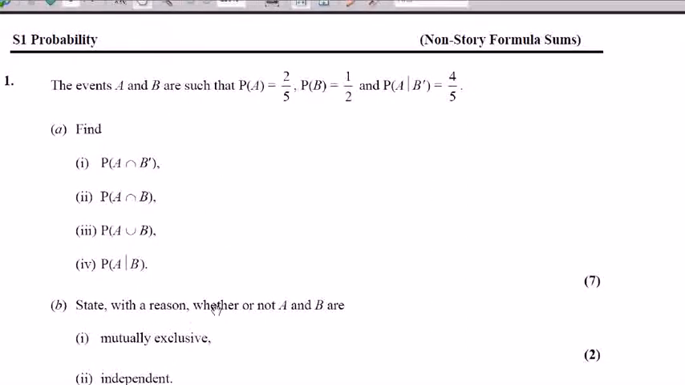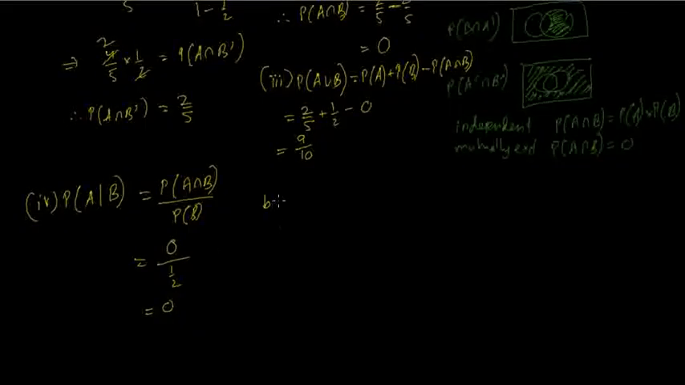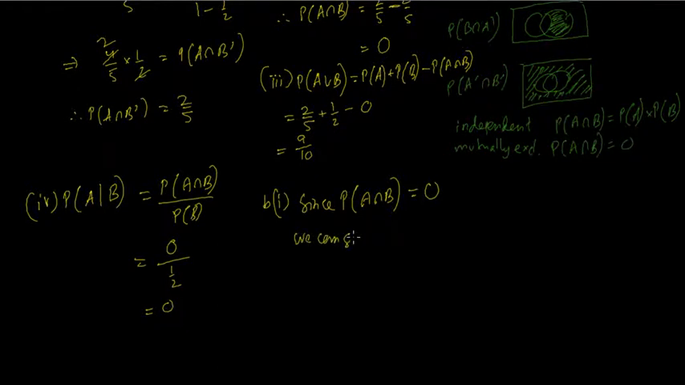Now we have to state with a reason whether or not A and B are mutually exclusive. Question number B1: since probability of A intersection B equals 0, we can say A and B are mutually exclusive. We know the condition that mutually exclusive probability means the intersection has to be 0.